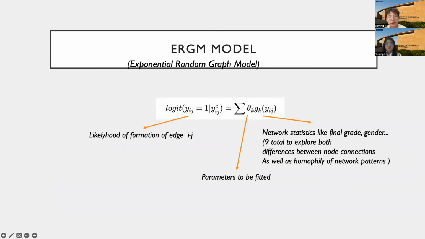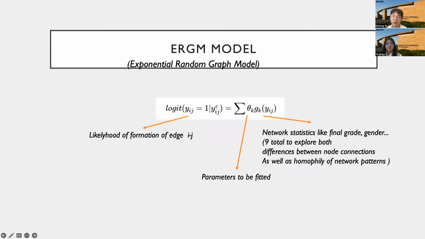So the exponential random graph model is a commonly used model in social network analysis. It's used to predict the possibility of edge formation between two nodes. This is the general formula for ERGM. The log probability is formulated by the network statistics noted by g_k here. The theta over here are the parameters we are trying to fit.